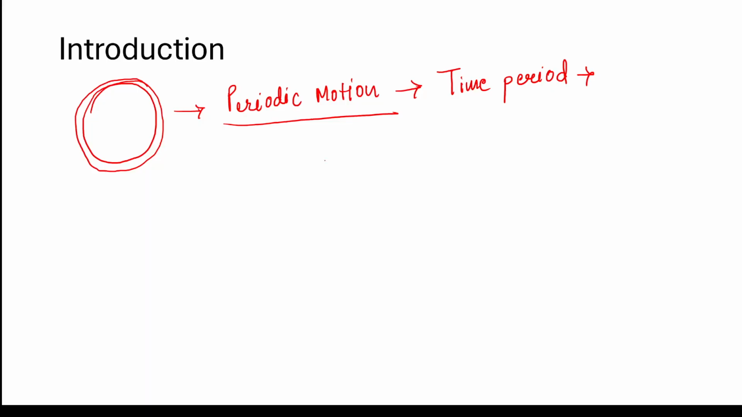Now, periodic motions can be of many types, like this circular motion of Earth around the Sun. That is a periodic motion. Some periodic motions can be oscillatory. Now, when is a periodic motion called oscillatory? When it is a to and fro motion.